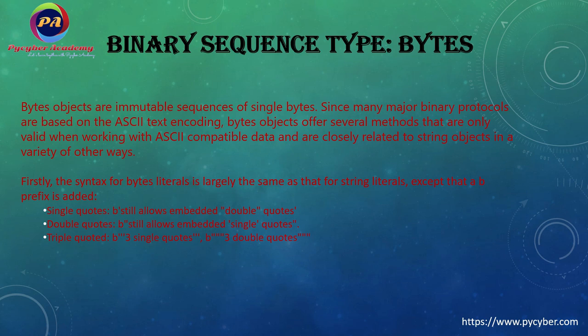So it starts with B, then within single quotes it still allows embedded double quotes. So here we can see the exact example where within single quotes we are using double quotes in that string, but this one is bytes. So in double quotes with a prefix B and in triple quotes with a prefix B. This is almost similar to a string, but the data type is bytes, that is binary strings.